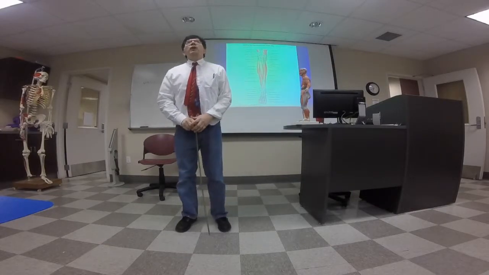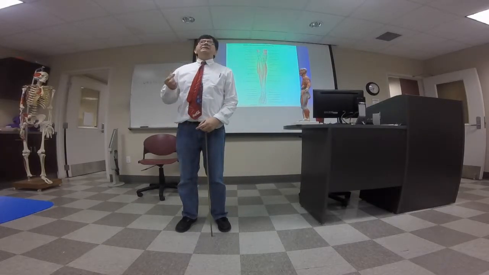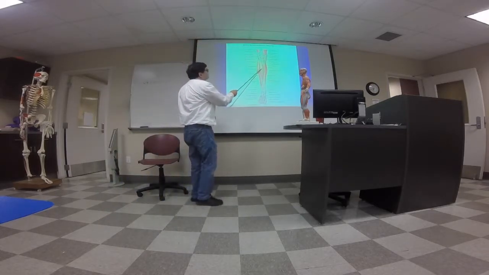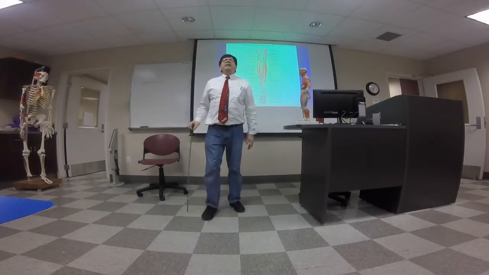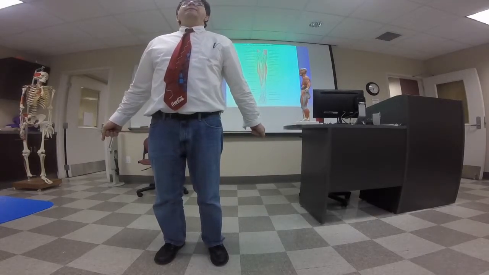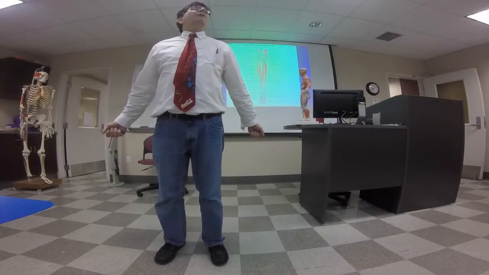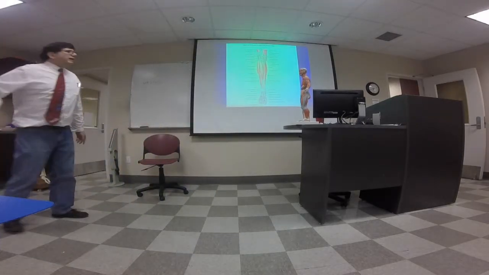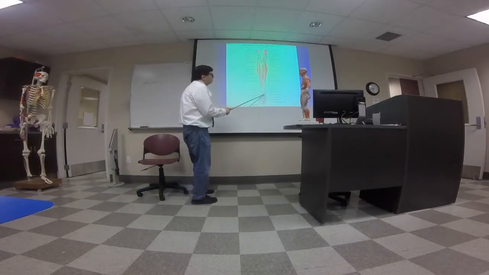All right, there's only one muscle you need to know for the anterior leg. Tibialis anterior. Where do you think the tibialis anterior originates from? The anterior tibia. There we go. It originates from the proximal third of the tibia, and it inserts upon the first metatarsal.